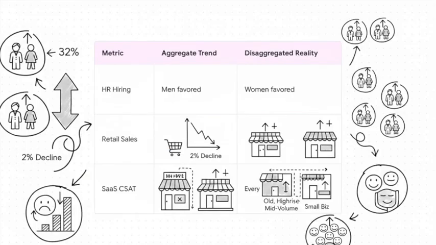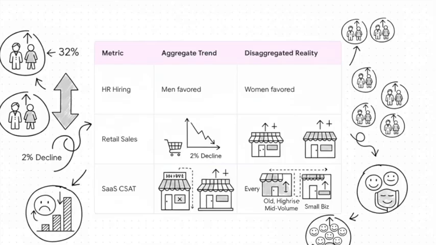This trap operates silently across all sectors of business analytics. Consider human resources. A company audits its hiring rates and finds men are hired at 32% versus just 26% for women. This prompts a major diversity audit. But when disaggregated by department, every individual department actually has a higher hiring rate for women. The trap was composition. Women were applying disproportionately to departments with fewer total openings.